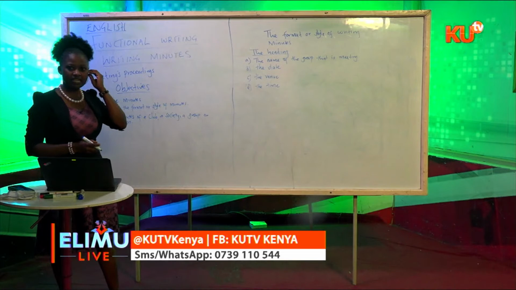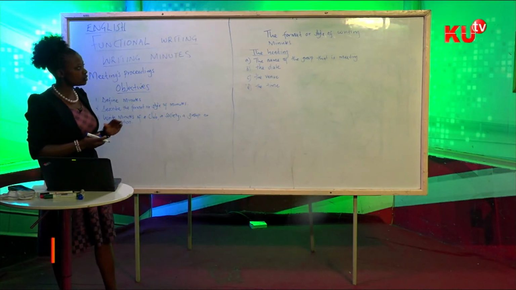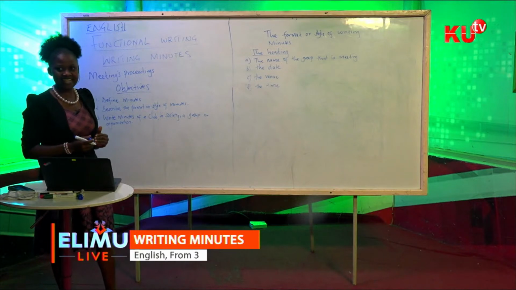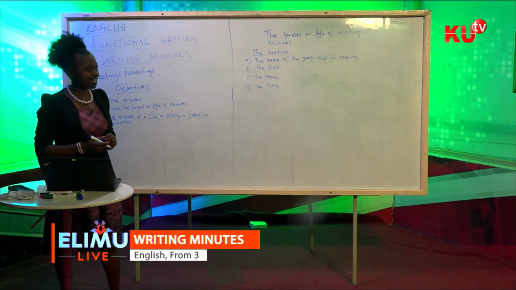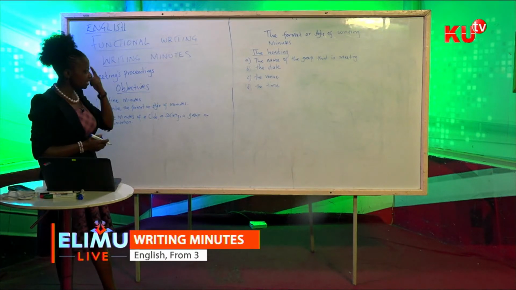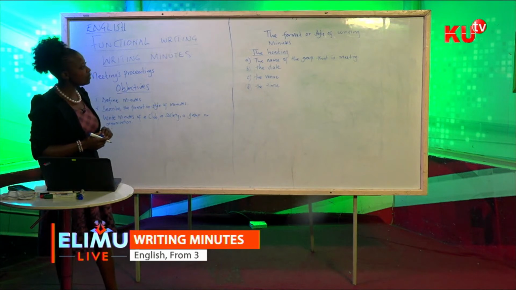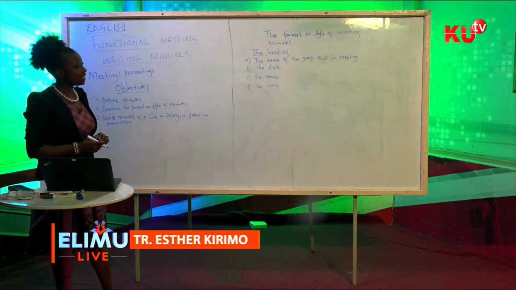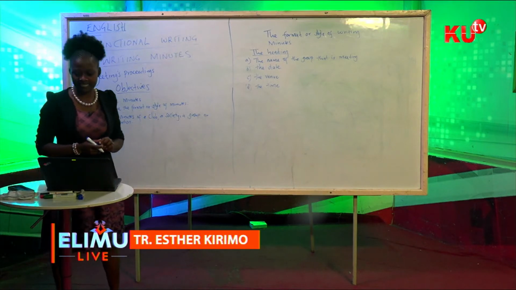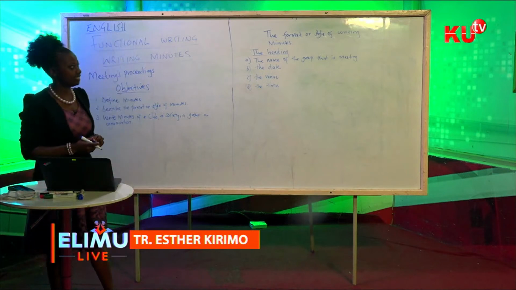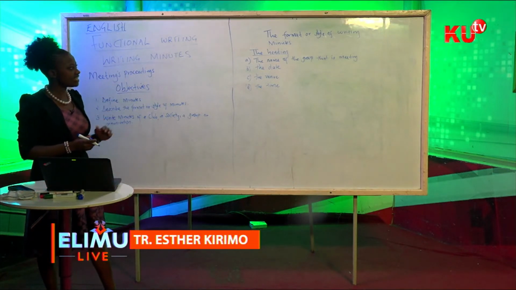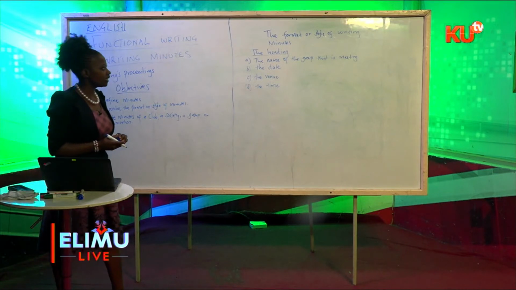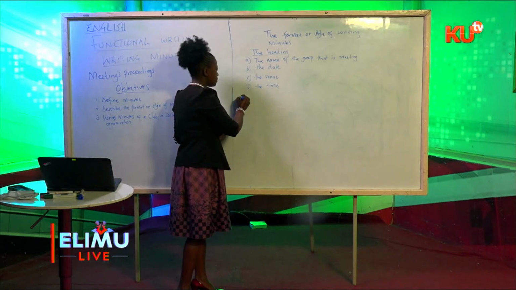And it is important, learners, to note that the heading should be in that order, starting with the name of the group, then the date, the venue, and the time. We may look at an example, but before that, it is good also to note that the heading is written in capital letters and it is underlined. I'll repeat that the heading is written in capital letters and it is underlined.